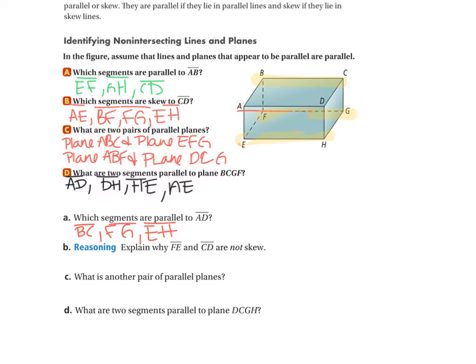Okay, next one. Let me erase all this. So explain why FE, so FE is right here, and CD are not skew. Why are they not skew? Because they are parallel. That's why.